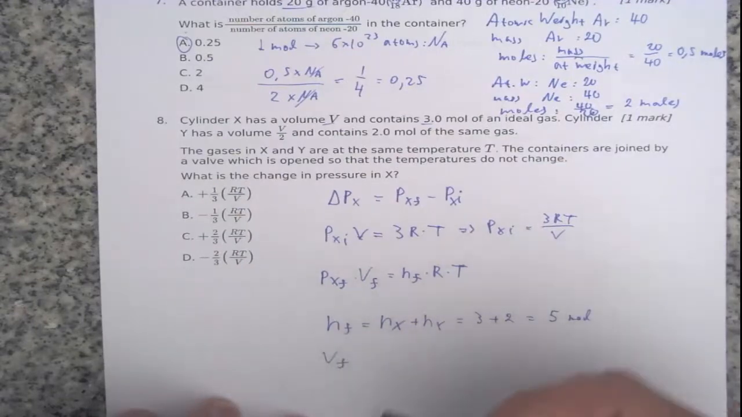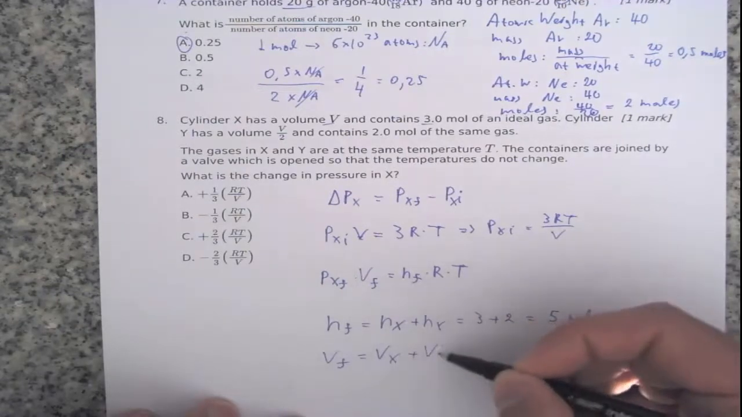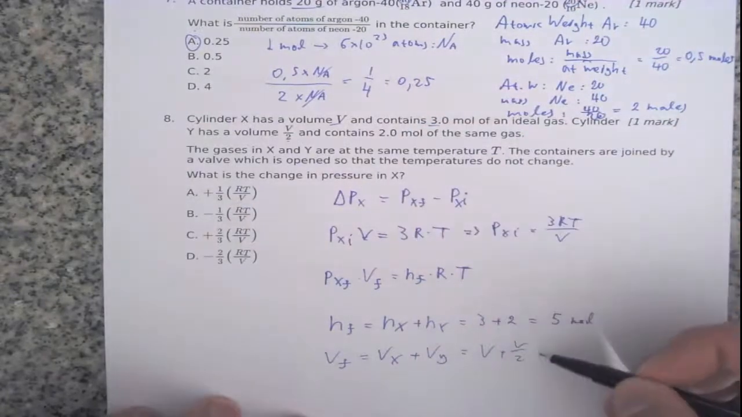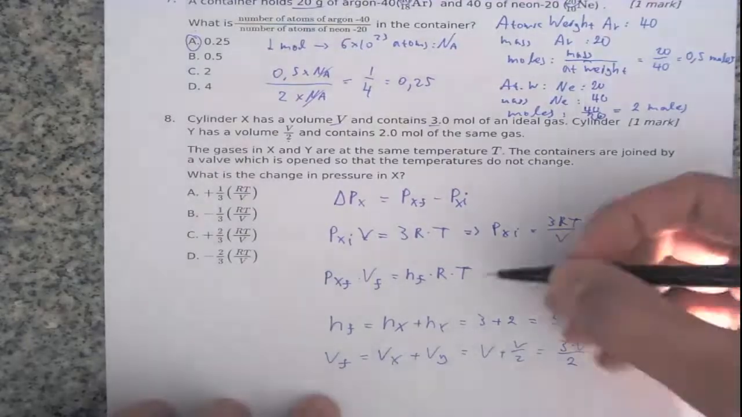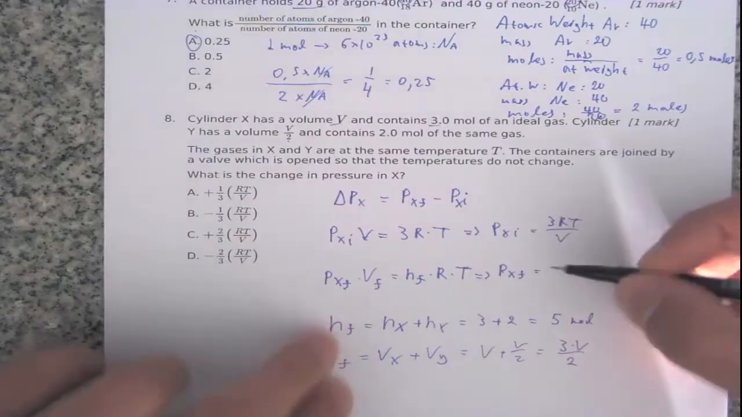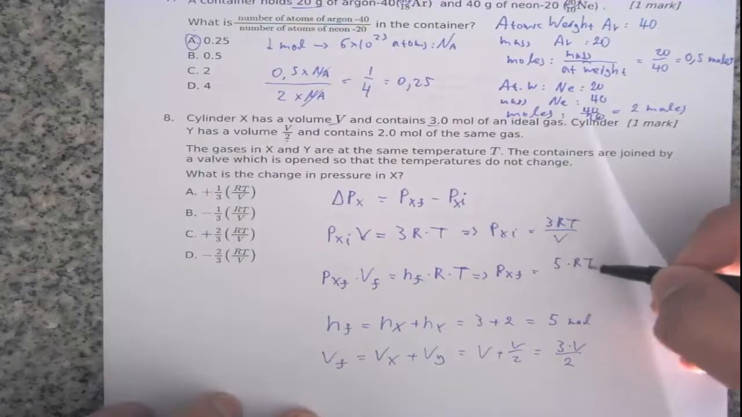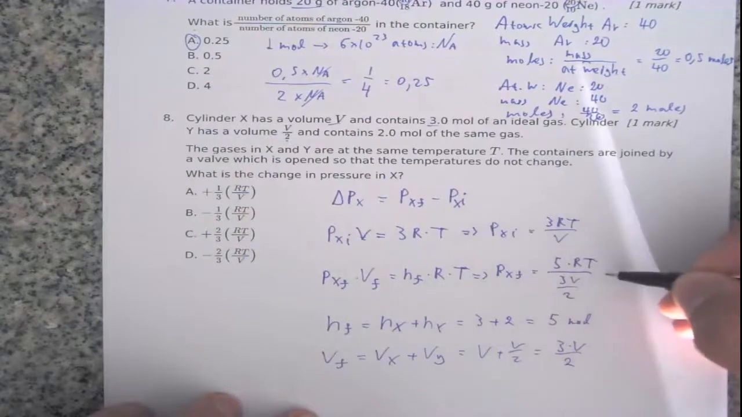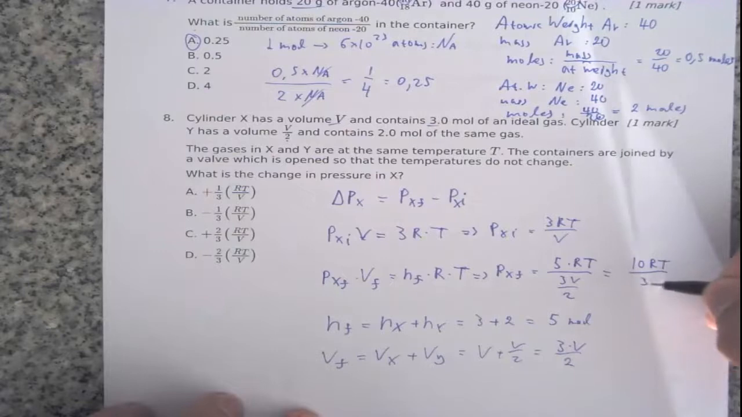For the volume, it's going to be the addition of the volume of X and the volume of Y. So here you have V plus V over 2, so it's going to be 3 times V over 2, your final volume. So from here, you want to solve for Px final, and it's going to be the final amount of substance, 5 times R times T, divided by the final volume, 3V over 2. And if you simplify the fraction here, you have 10RT over 3V.